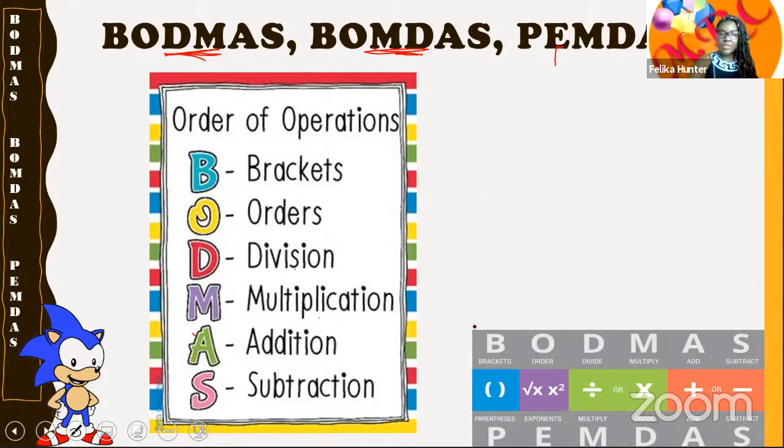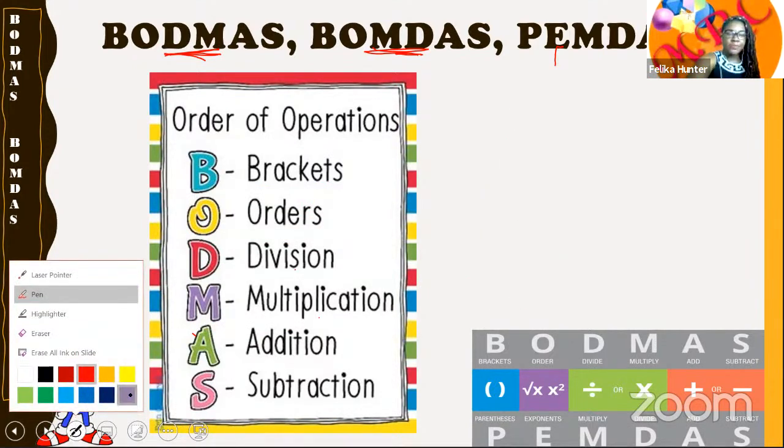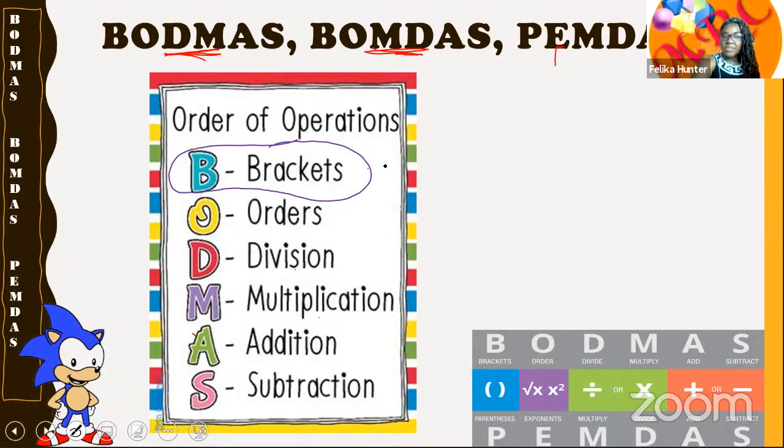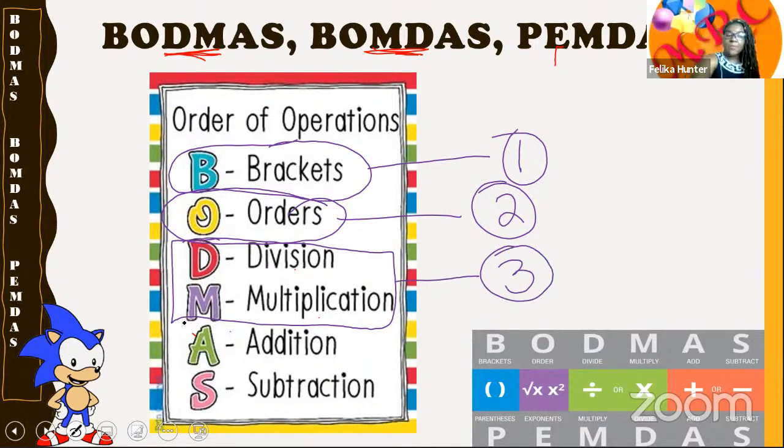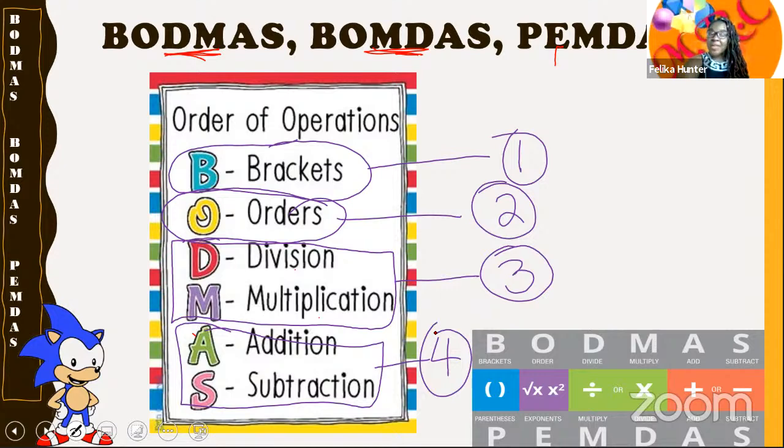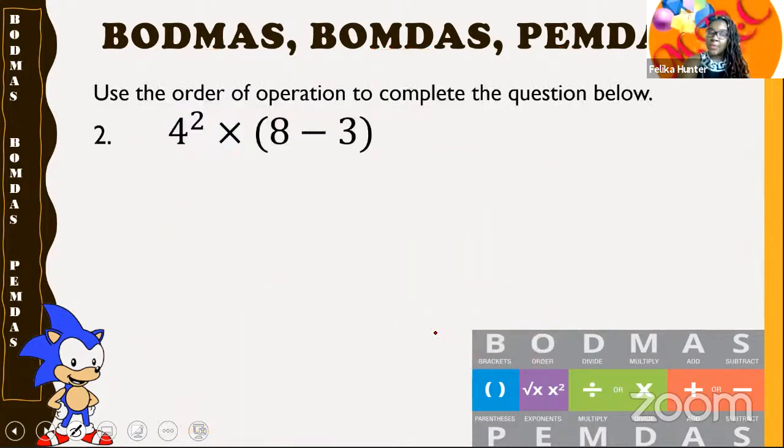So we have 4 positions. Let's use another color. Position 1, bracket. Position 2, orders, and that has to do with the powers or the roots. Position 3, and that have a tie with division or multiplication. And position 4, it is addition or subtraction. So in position 1, it's brackets. Let's come to our question now. Do you see any brackets anywhere at all? Of course. Here is bracket.